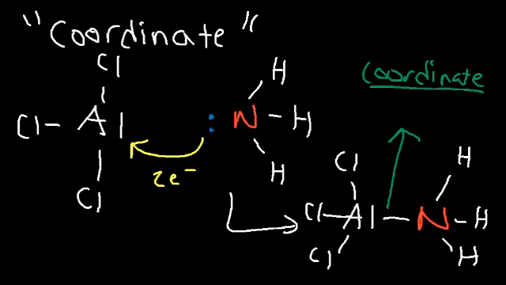So in a polar covalent bond and in a nonpolar covalent bond, each atom donates 1 electron to form the bond that has 2 electrons. But in a coordinate covalent bond, 1 atom donates both electrons to form that bond.